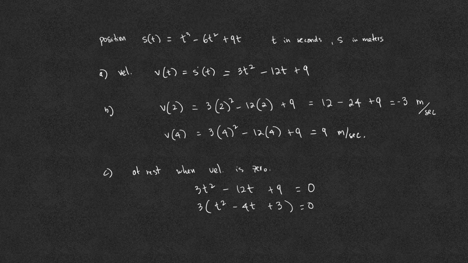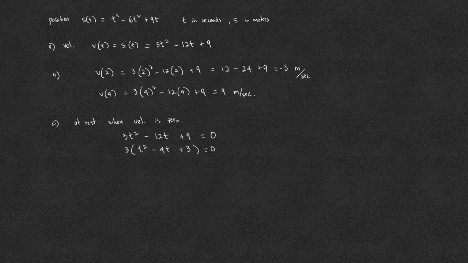And then we can factor the inside. Dividing both sides by 3, t squared minus 4t plus 3 is 0. This can be factored to t minus 1 times t minus 3 equals 0. And so t equals 1 and t equals 3. These are the two moments when the particle is at rest.